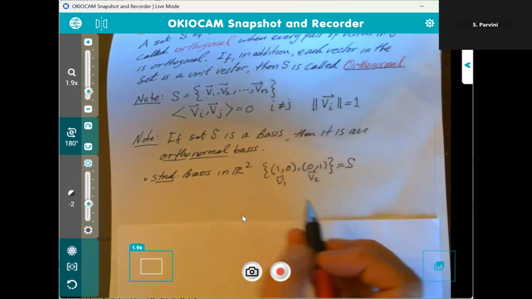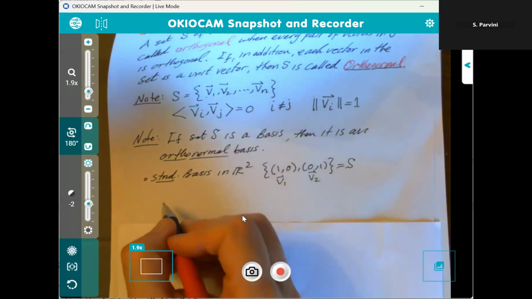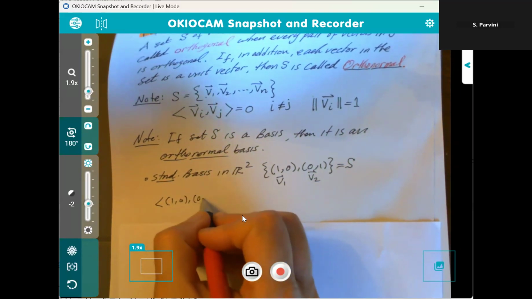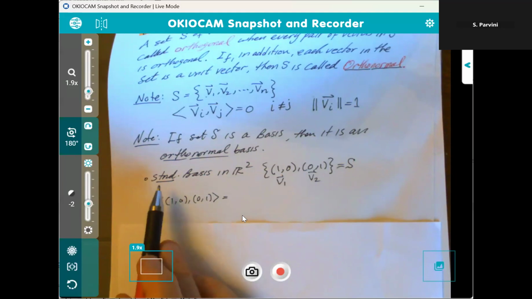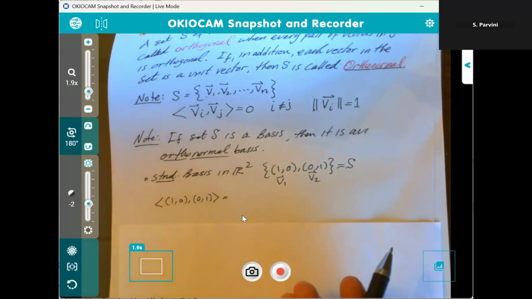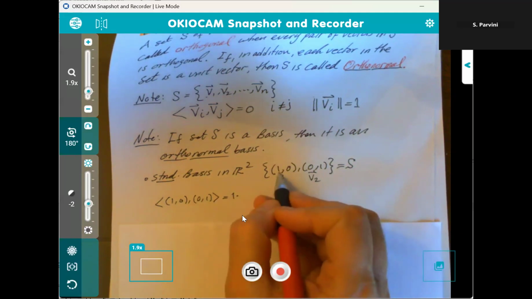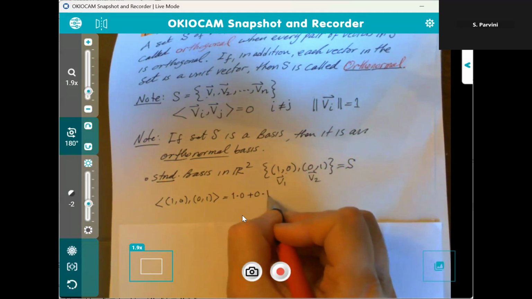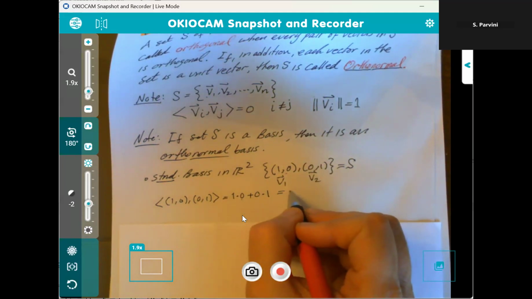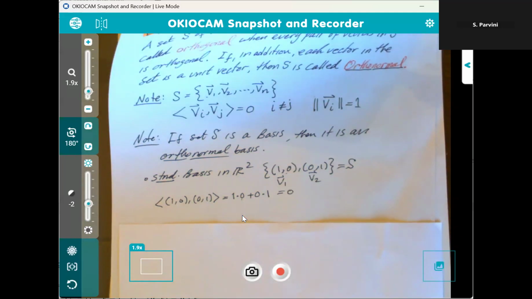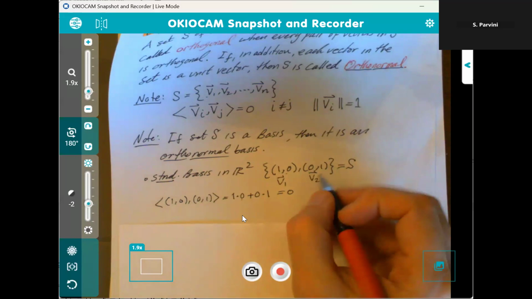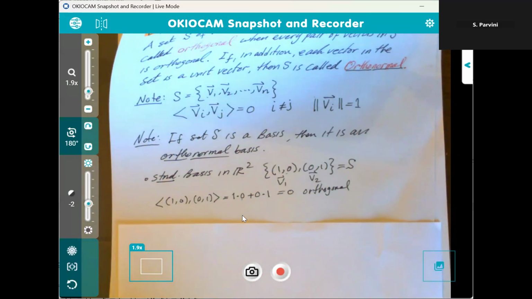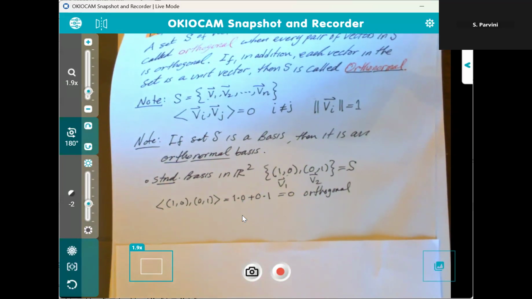Now, if you look at the inner product of 1, 0 with 0, 1, because this is a standard basis, the inner product turns into a dot product. Remember, with the dot product you multiply the first component by the first plus the second component by the second. 1 by 0 plus 0 by 1, you get 0. So the dot product is 0. That means they are orthogonal. If the dot product is 0, they're orthogonal, which means the angle between them is 90 degrees.